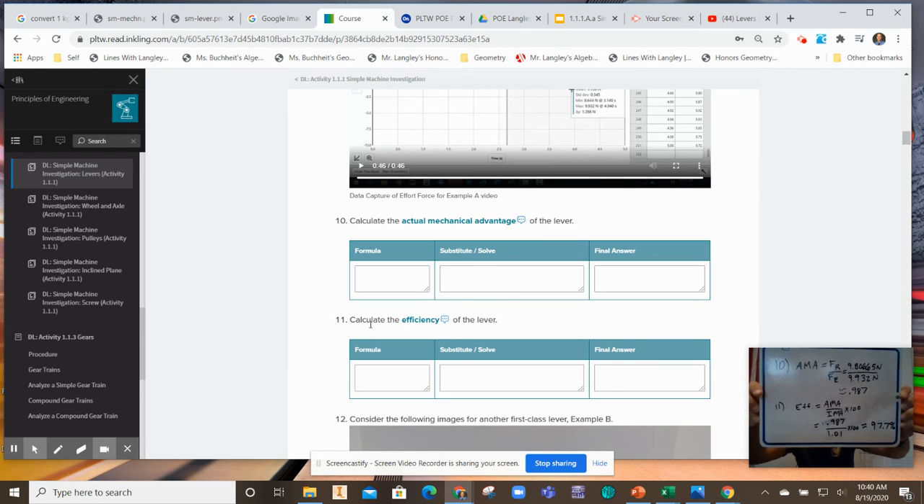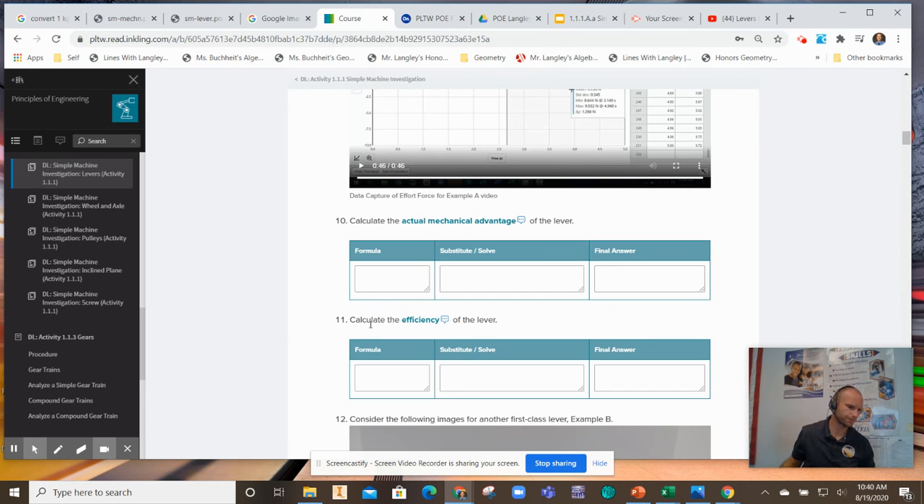What you're going to end up doing for the rest of the questions that follow, you're going to do this exact same process. For all those other questions, they're just going to be different lever types. Well, you're still going to work on first class for the first portion, but then you're going to get to the second and third class levers as well.